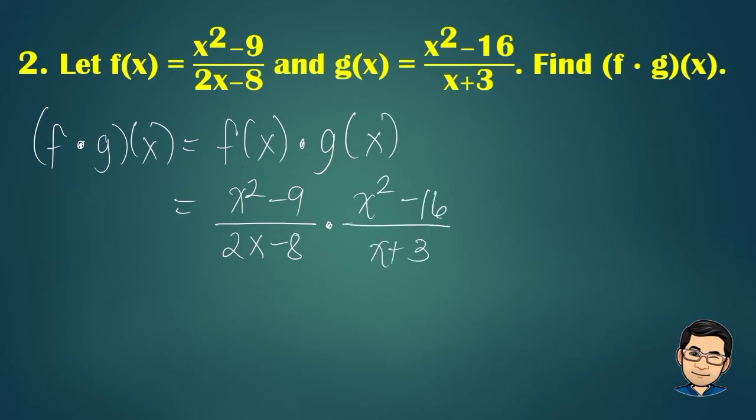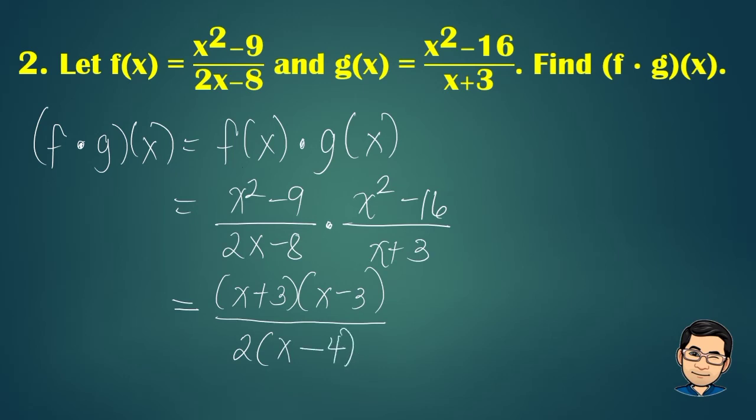And then we factor out x squared minus 9, that is x plus 3 times x minus 3 using difference of two squares. And then using common monomial factor, 2x minus 8 will be factored as 2 times x minus 4. Times, using difference of two squares again, x squared minus 16, that will become x plus 4 and x minus 4, all over x plus 3.